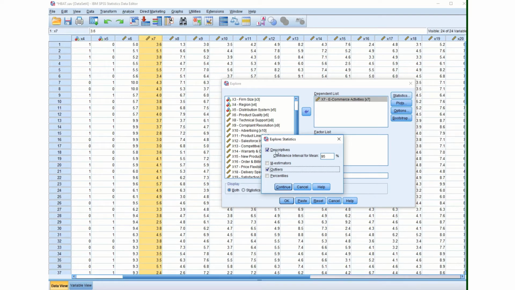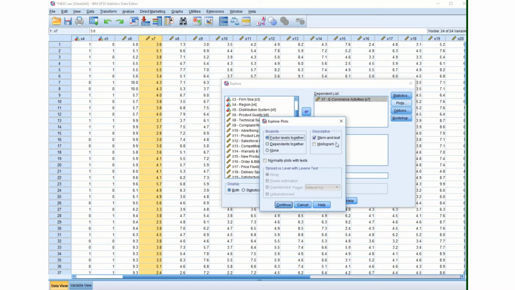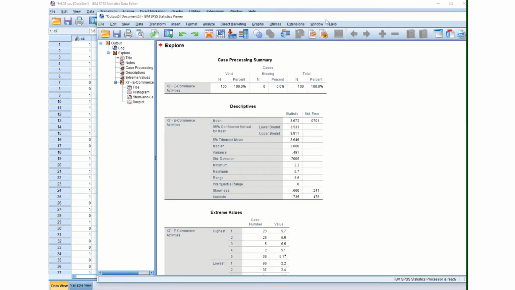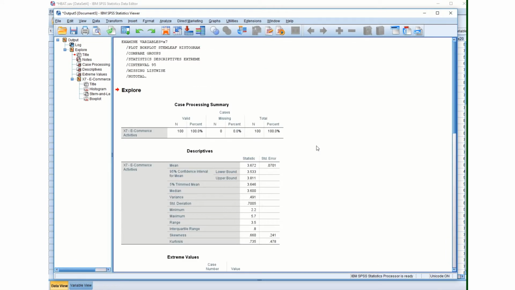So check outliers, check descriptives, and that's really all we're going to worry about here at this point. You can look at stem and leaf plots or histograms maybe too. We'll look at histograms. Stem and leaf plots may help, but sometimes just a visual chart might help too. So we'll do that. We'll click OK, and we'll have our output window appear.